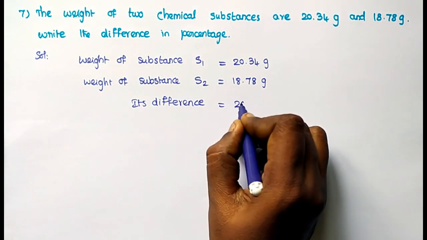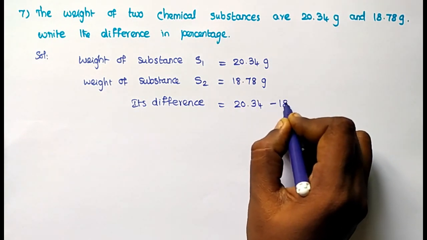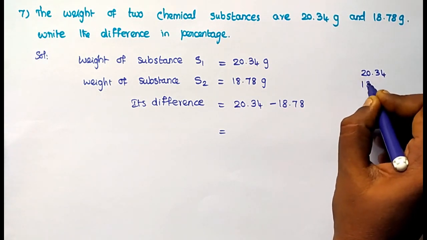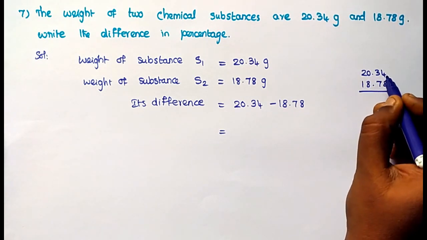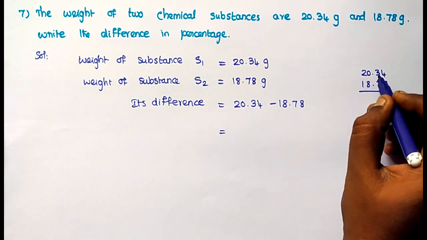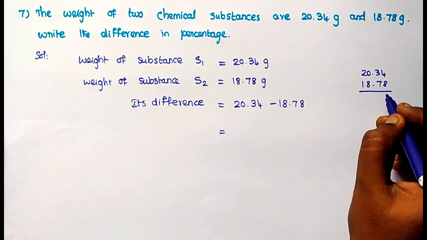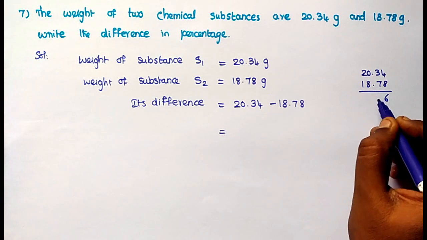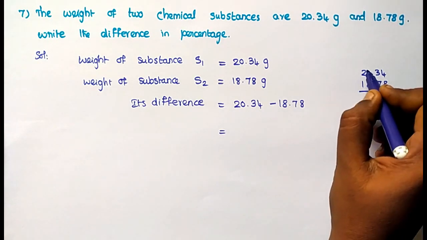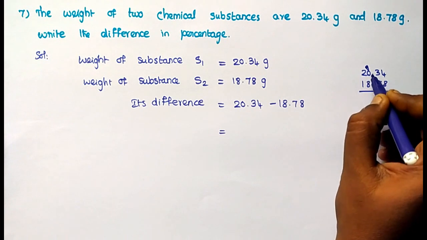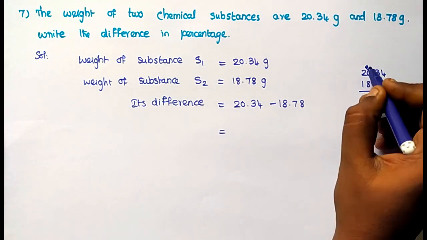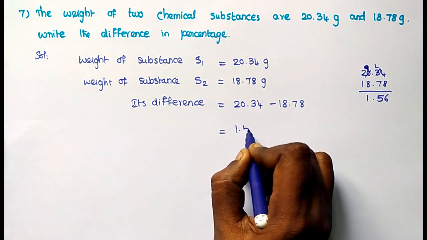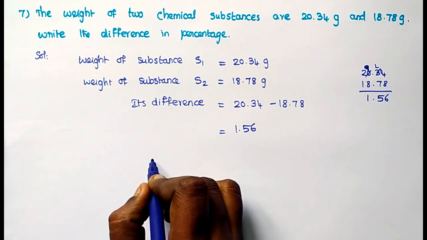Its difference means 20.34 minus 18.78. 4 minus 8 is not possible, so borrow 1 from here. 14 minus 8, 6, here 2, borrow 1 from here means 12, so minus 7, 5, here 9, so 9 minus 8, 1. 1.56. They ask in percentage.